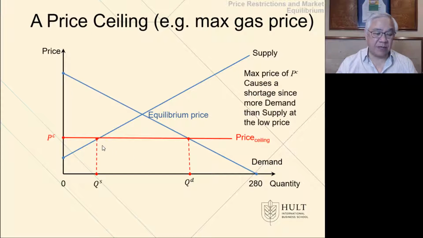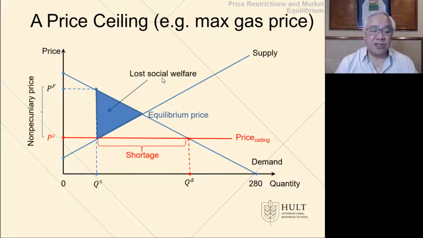So what happens is we have a lot of quantity demanded from the demand curve and a little bit that's offered on the supply curve. So now we have a shortage. And that's exactly what happens when we have shortages. Then we have long lines and rationing because there's more demand than there is supply.